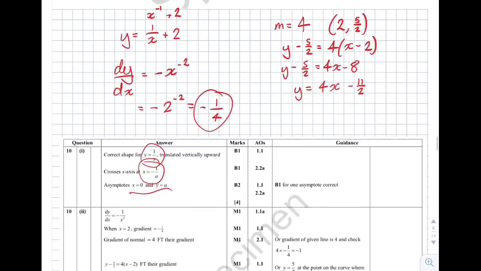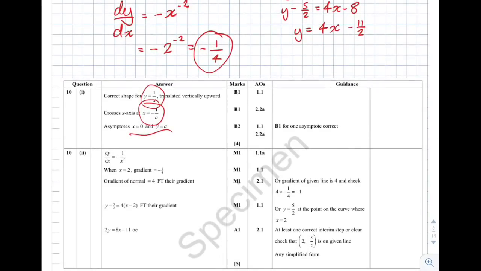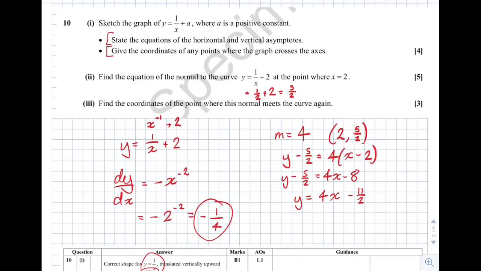So let's see how we're getting on so far. They've just multiplied everything by 2 to get rid of that fraction. So you get a mark for differentiating, a mark for getting minus a quarter, a mark for then saying that's perpendicular, so it's 4, a mark for putting it into this, and a mark for getting to the final equation. Okay, and now it wants to know where this normal meets the curve again.